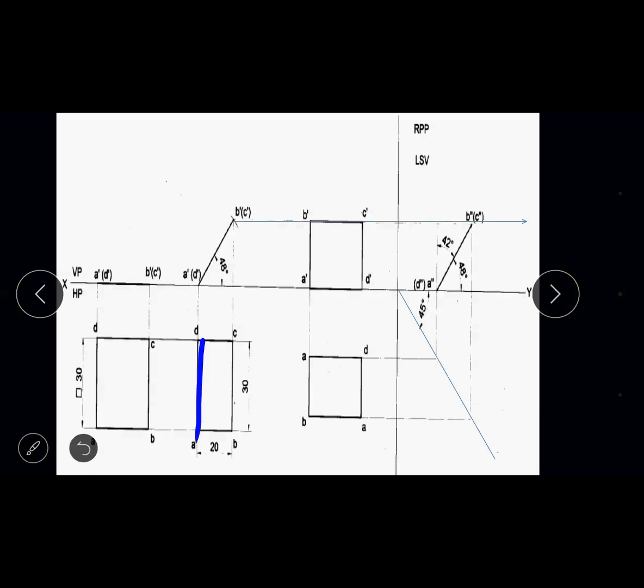Now look at the second figure. When you observe this second figure, the longer side AD is parallel to HP but perpendicular to VP. You can observe that the side AD is parallel to HP, but it is 90 degrees to VP. VP means here the XY line. With reference to the XY line, VP, it is 90 degrees, it is not parallel. So to satisfy both conditions, the longer side of the rectangle AD should be placed parallel to both the HP as well as VP. The third figure is used for this.